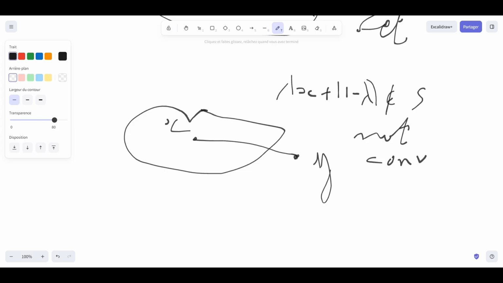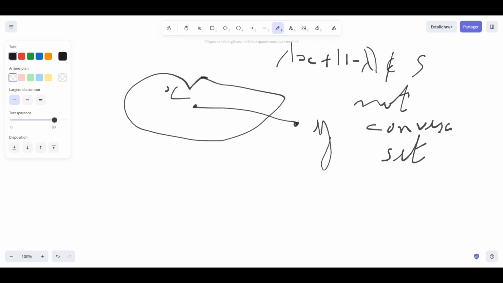So that's the definition of convex and non-convex sets, and we'll see the definition of convex functions afterwards. But in the next video, first I will give you an example of a demonstration: if S1 and S2 are convex sets, then S1 intersect S2 is a convex set.